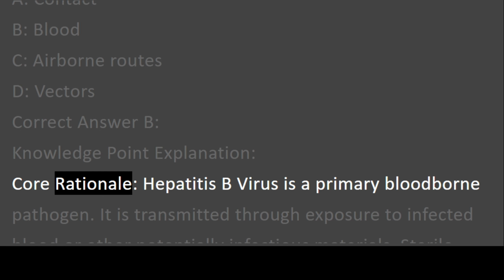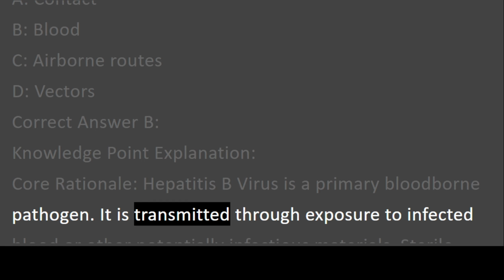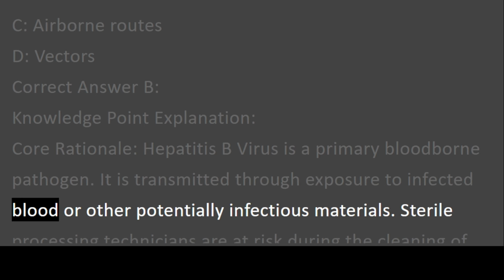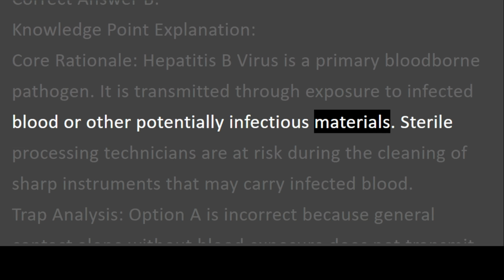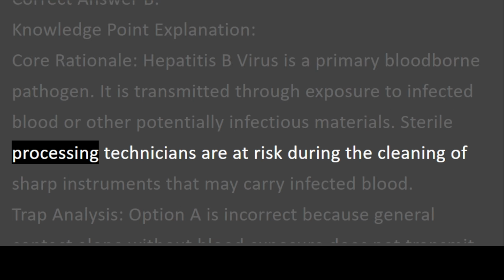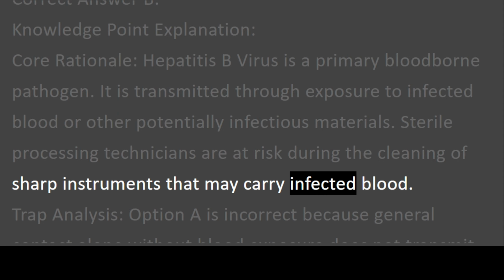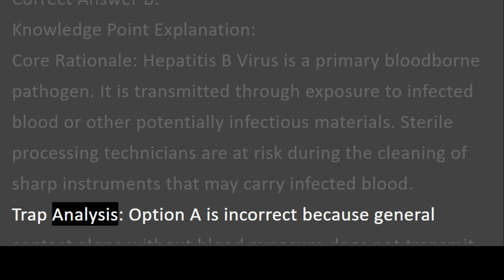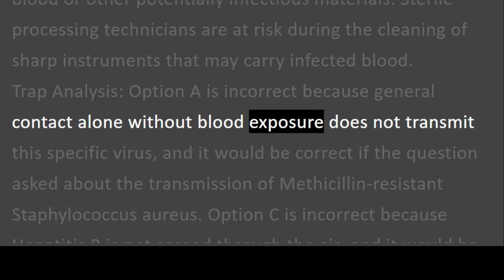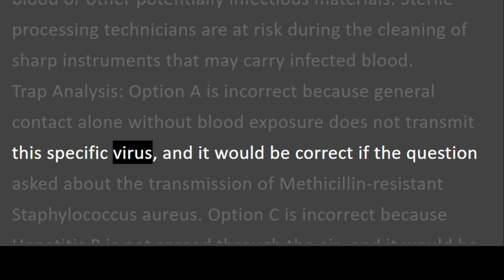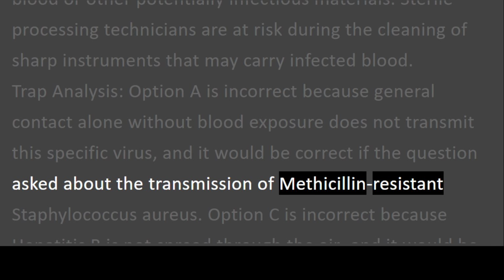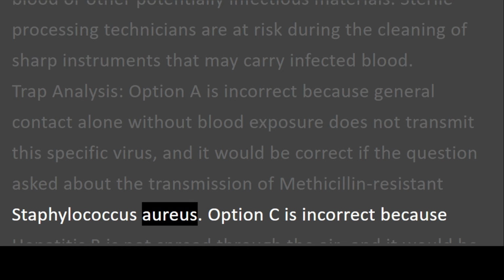Core rationale. Hepatitis B virus is a primary bloodborne pathogen. It is transmitted through exposure to infected blood or other potentially infectious materials. Sterile processing technicians are at risk during the cleaning of sharp instruments that may carry infected blood. Trap analysis. Option A is incorrect because general contact alone without blood exposure does not transmit this specific virus, and it would be correct if the question asked about the transmission of methicillin-resistant Staphylococcus aureus.